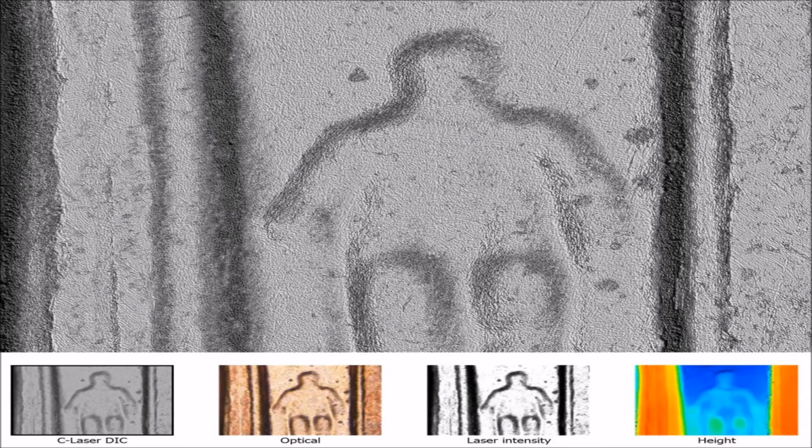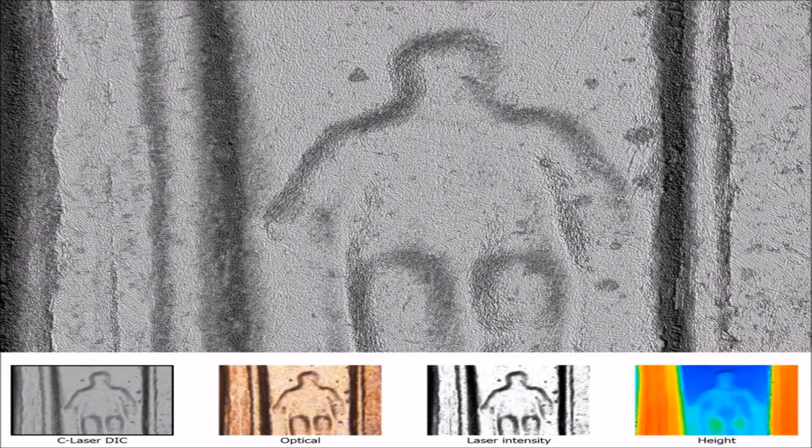Here we have images of the tail side of a penny. The image displayed here is for the C-laser DIC mode, which displays a composite of all the laser data. Below, you can see how the image is viewed under the other modes. With optical, the image is projected as viewed by the naked eye. The laser intensity mode displays the intensity of the laser as it reflects at each point, providing a higher quality grayscale image of the sample. The height mode gives a color map of the sample that helps distinguish the image's depth, which can also be displayed in 3D.